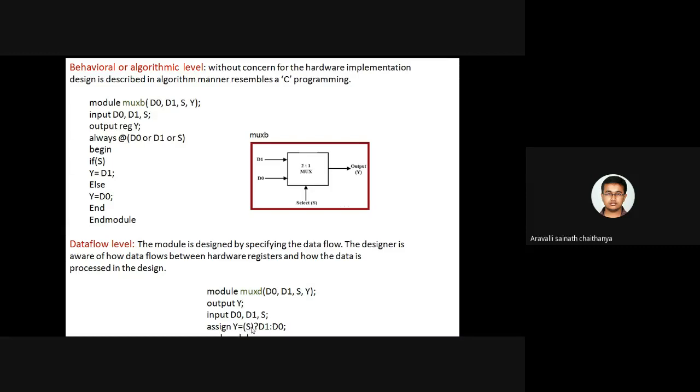So, assign y equal to, you know this conditional operator in C language. Very good. So when y equal to s question mark d1 and d0, that means when s is true, which one will be evaluated as an output? D1. Right. When s is false, D0. Right. That's it. So this is about data flow abstraction.